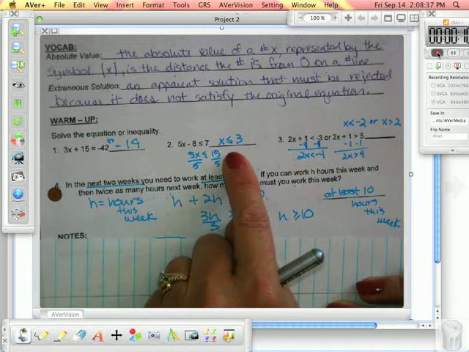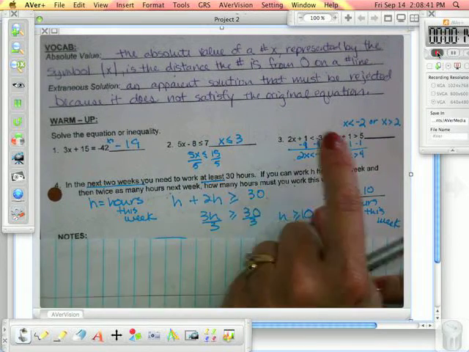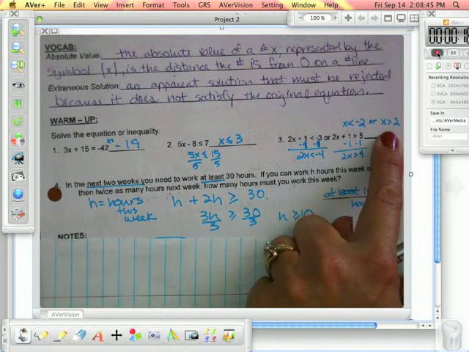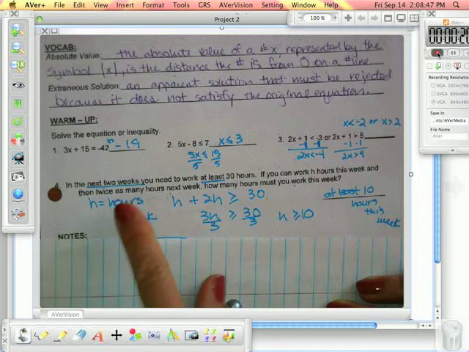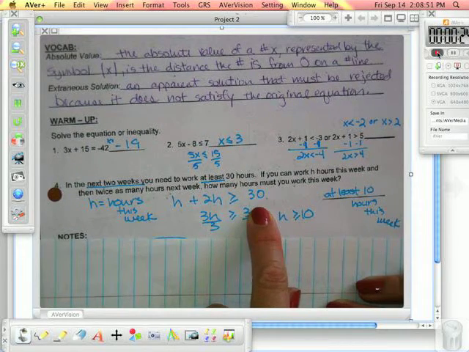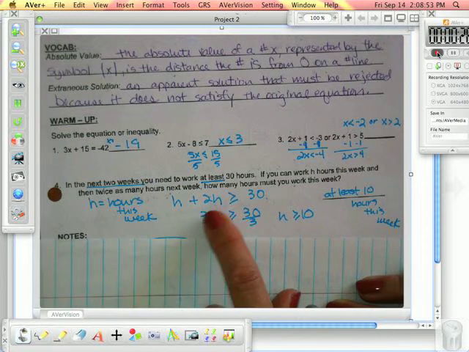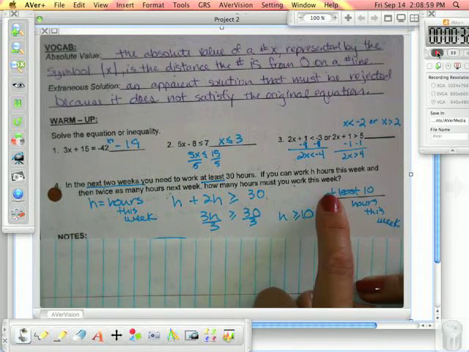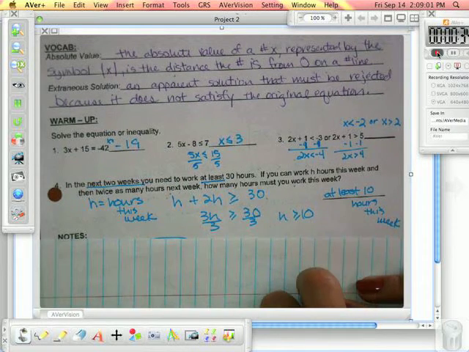This is x is less than or equal to 3. This should be x is less than negative 2 or x is greater than 2. And this is how I wrote this out. Some of you probably did it in your head, but h plus 2h or 3h is greater than or equal to 30. H is greater than or equal to 10. You have to work at least 10 hours the first week.